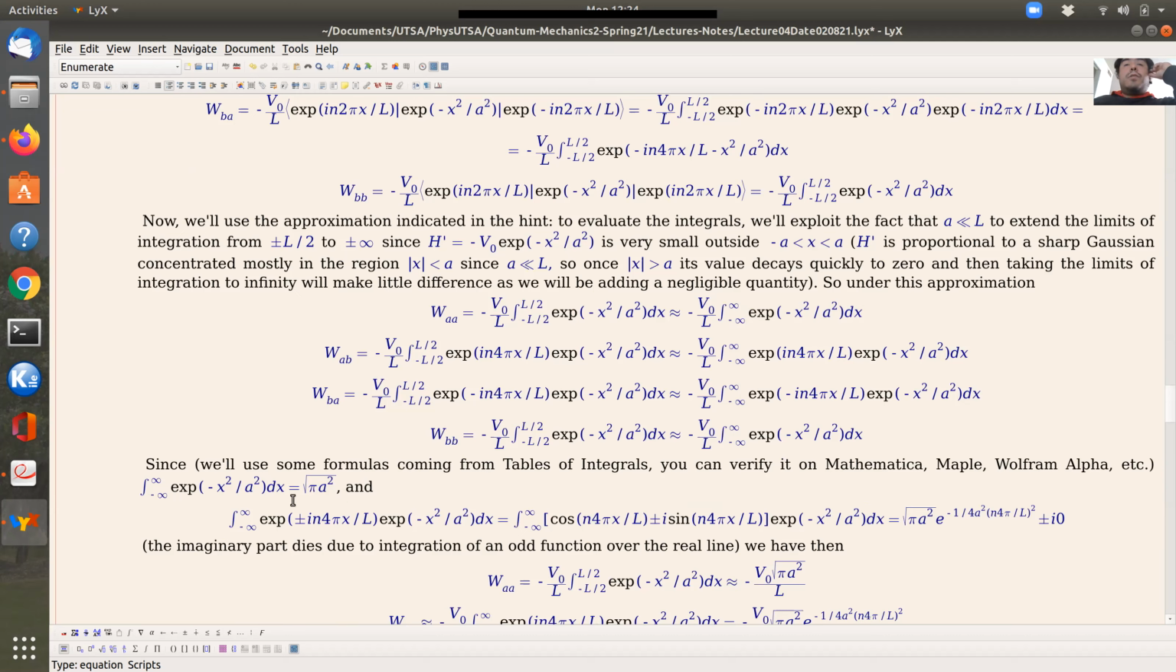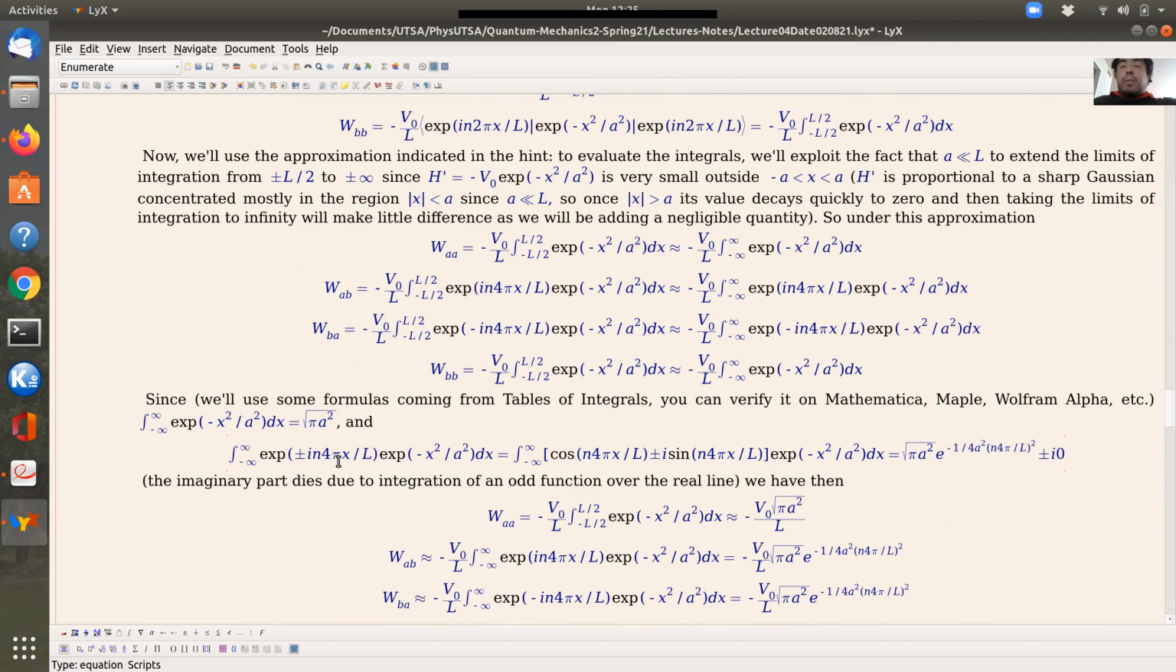And for the Gaussian, you have this property. Basically, that's the normalization coefficient of the Gaussian. The integral from minus infinity to plus infinity of e to the minus x squared divided by a squared is equal to the square root of pi times a squared. And likewise, there is a small trick that we do for the other one. Here you have a complex exponential, so it might seem more complicated. In a way it is, but what you have to do is to decompose it into cosine and sine.